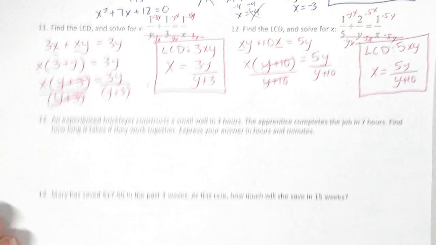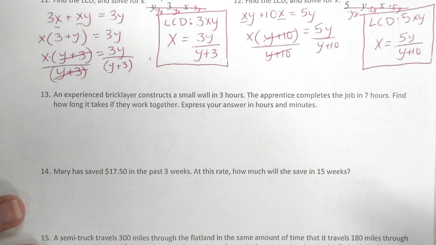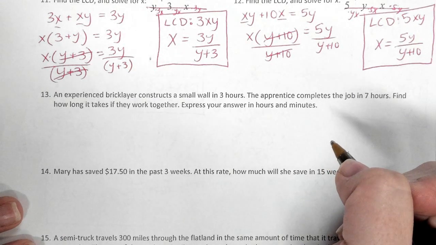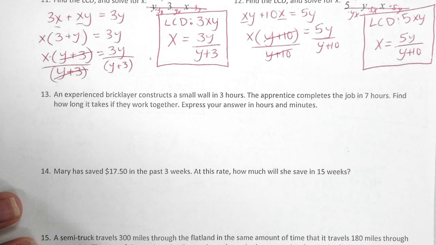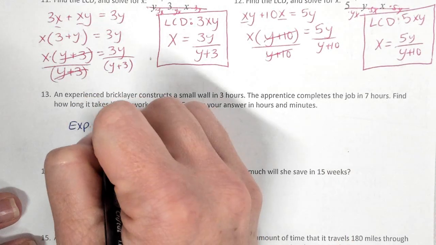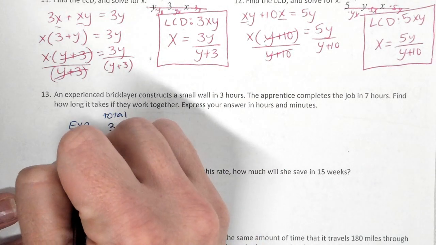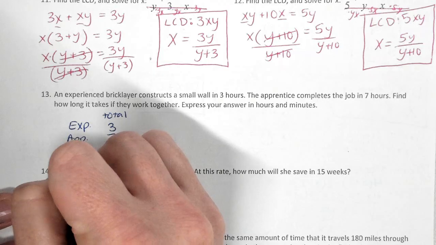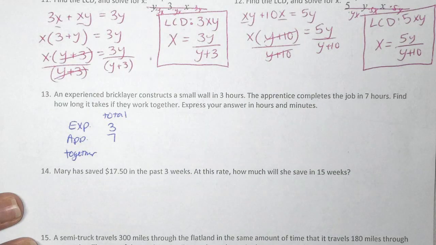Okay, last type of problems. If you look at number 13, it says an experienced bricklayer constructs a small wall in 3 hours. An apprentice completes the job in 7 hours. Find how long it'll take if they work together. Express your answer in hours and minutes. So the experienced guy can do it in a total of 3 hours. The apprentice can do it in 7 hours, and together, it's unknown.